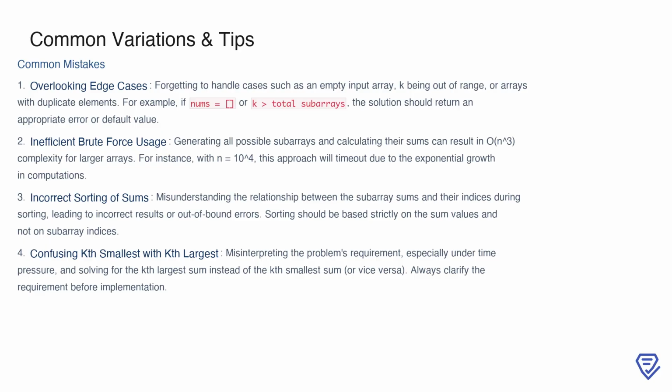Sorting mistakes are another pitfall to avoid. If you misunderstand the relationship between subarray sums and their indices, you may encounter incorrect results or out-of-bound errors. Always ensure sorting is based on the sum values, not the indices. Finally, it's crucial not to confuse the kth smallest and kth largest elements. Under pressure, it's easy to solve the wrong variation of the problem. Always double-check whether the problem specifies kth smallest or kth largest before starting your implementation.